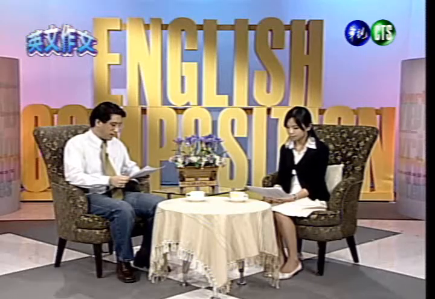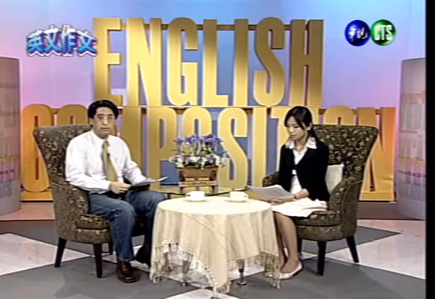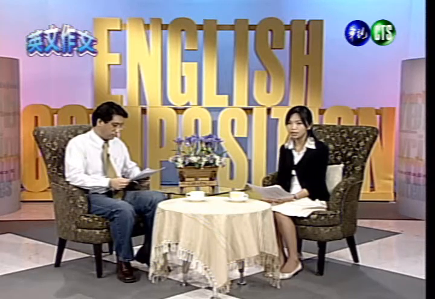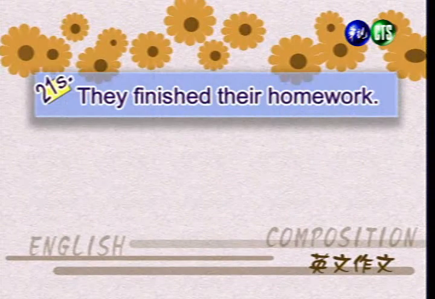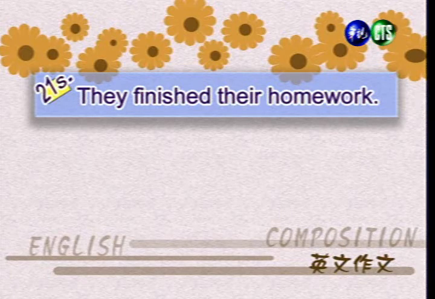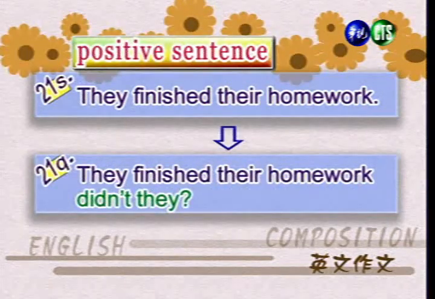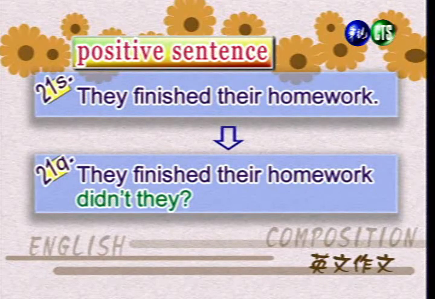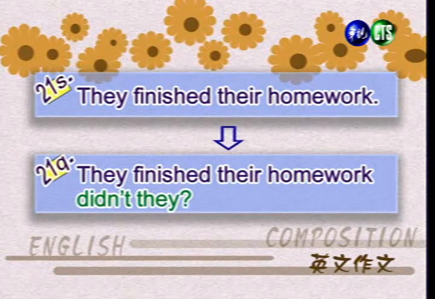So look at sentence 21 on page 20 of your textbook. We have this sentence, they finished their homework. This sentence is positive, so we would add a negative tag when we make a tag question. And so to make a question, we end up with: They finished their homework, didn't they?